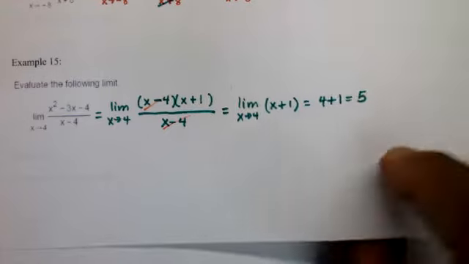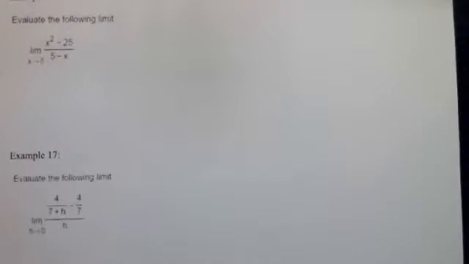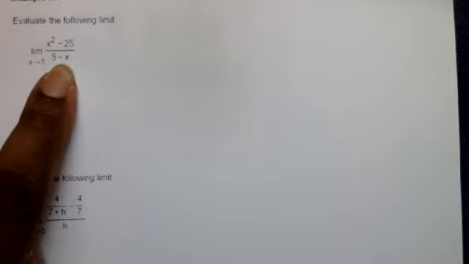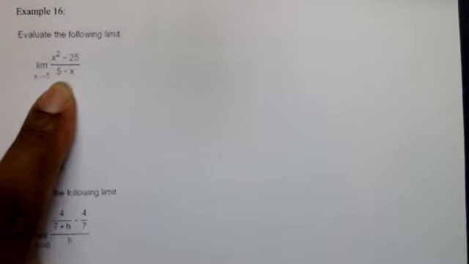All right, let's say we had this. The limit as x approaches 5 of x squared minus 25 divided by 5 minus x. In this case, we're going to get a 0 in the denominator if we use direct substitution. So that means we need to try to factor and divide out any common terms here that we might have.